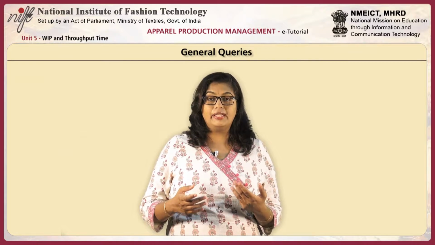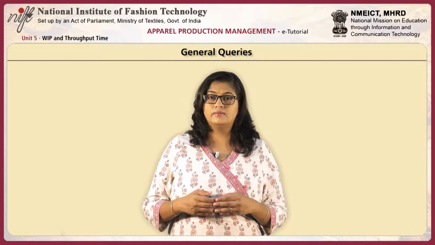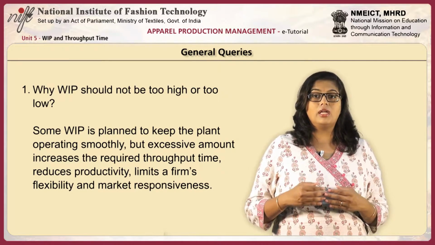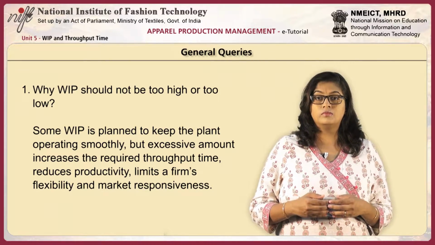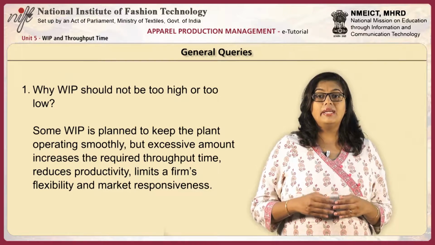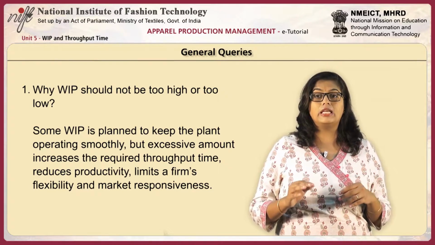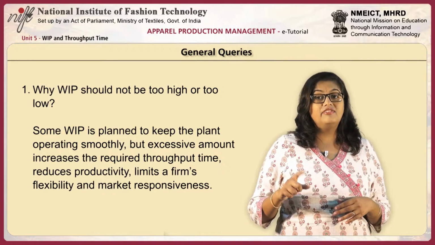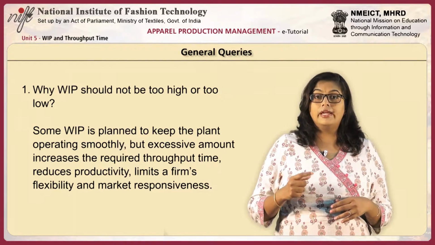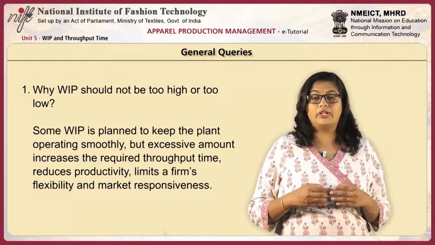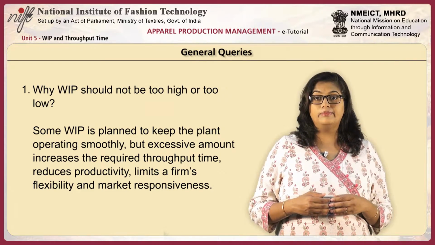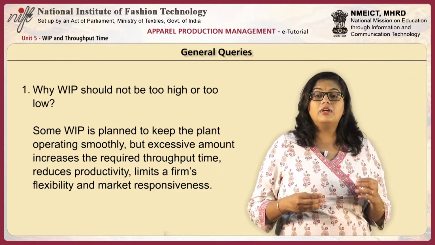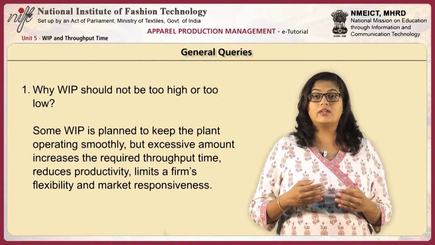The general doubts that arise when we talk about WIP, let's discuss those. Now, you might have the doubt, why should the WIP not be too high or too low? Well, some WIP is planned to keep the plant operating smoothly. But if there is excessive WIP, it automatically reflects in the throughput time. That is, it increases the throughput time, it reduces the productivity, it limits a firm's flexibility and market responsiveness.